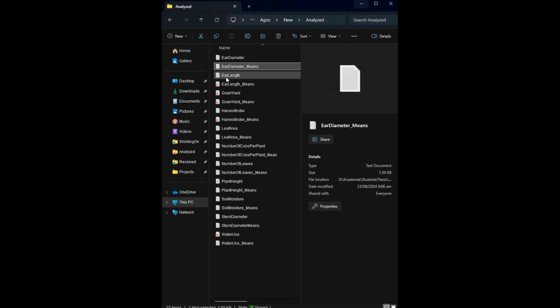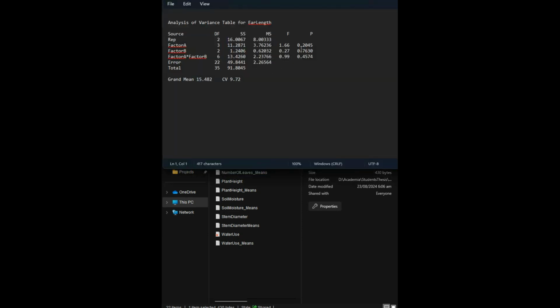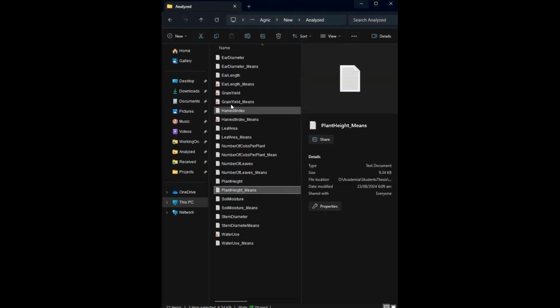Let's see ear length. Let me see if it was significant. This one too, none was significant. So let's forget about it. Let me go to the vegetative parameters data. I think plant height is there. So let me say plant height.